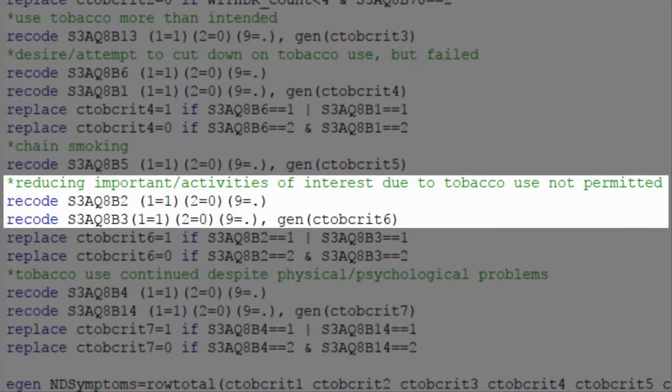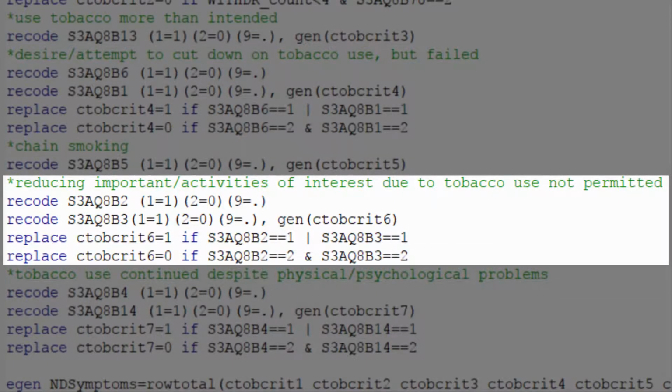For the variables asking if someone had reduced important activities or activities of interest because tobacco use was not permitted at the activity, they are coded as 1 for yes answers, 0 for no answers, and 9 or unknown answers were set to missing. Then our new variable C to B crit 6 is generated. And this part of our code defines it as 1 if participants answered yes to either one of the 2 activity reduction variables, and 0 if they answered no to both.